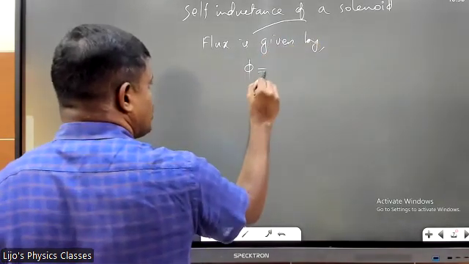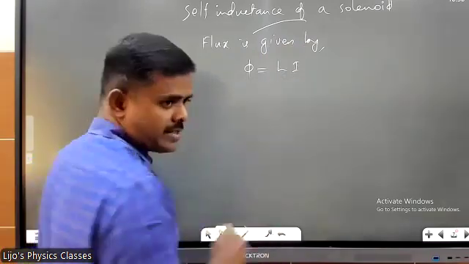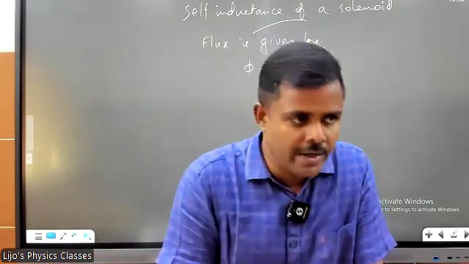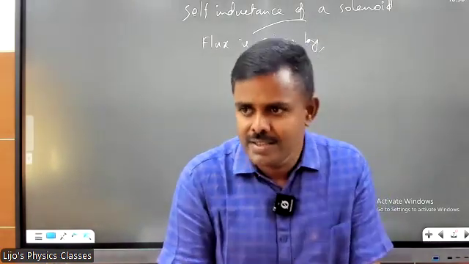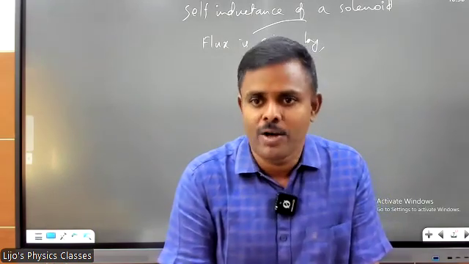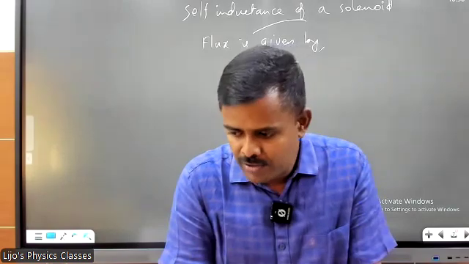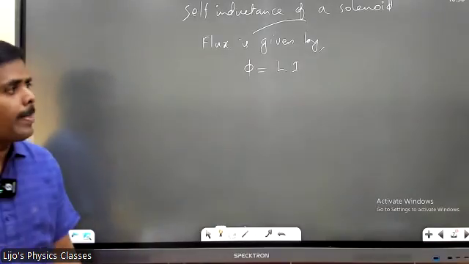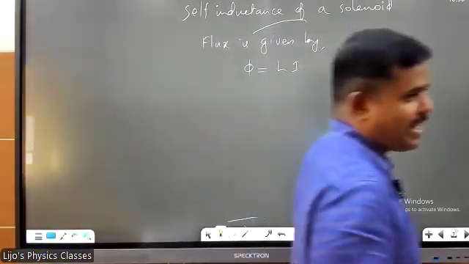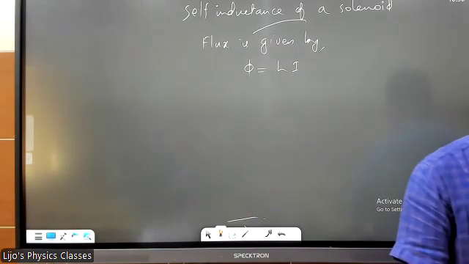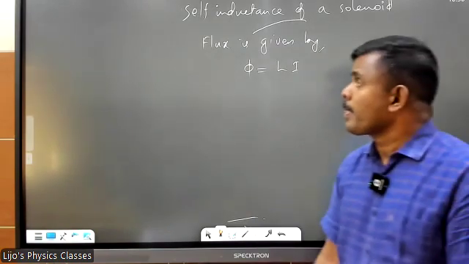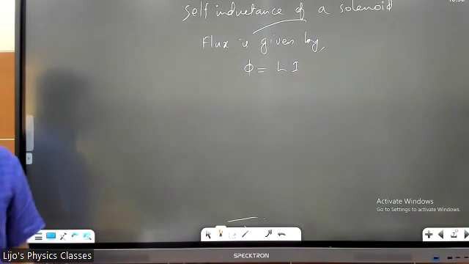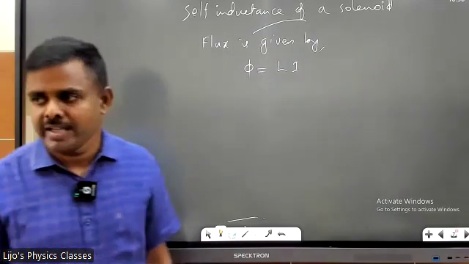Consider a solenoid of number of turns N. Turn means winding. Consider a solenoid of number of turns capital N, area capital A, and length small l.